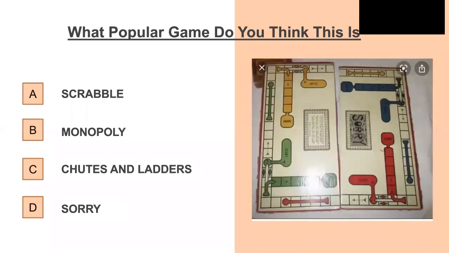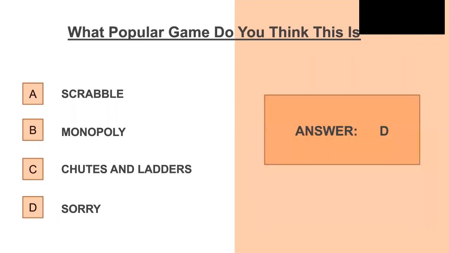Can you guess what this game is? A. Scrabble, B. Monopoly, C. Chutes and Ladders, or D. Sorry. The answer is D. Sorry.